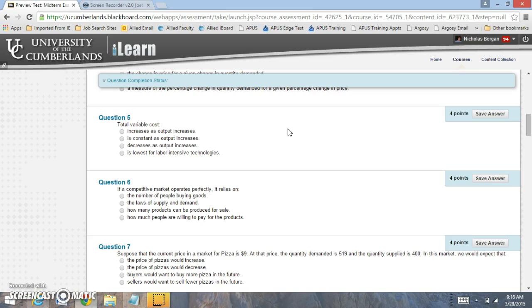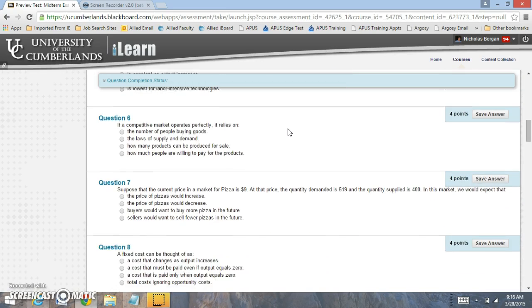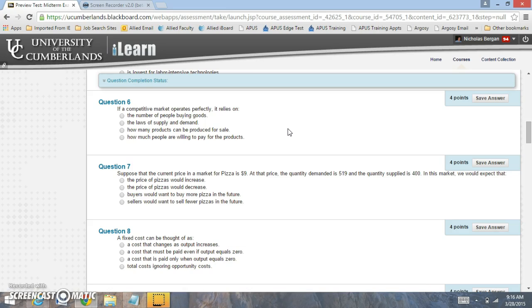Total cost. Total cost is fixed cost plus variable cost. You'll notice as output increases, total cost will also increase. Question 6. In a competitive market, it operates perfectly. It relies on the prices that they're charging. That's the key, the prices that they're charging in the market.